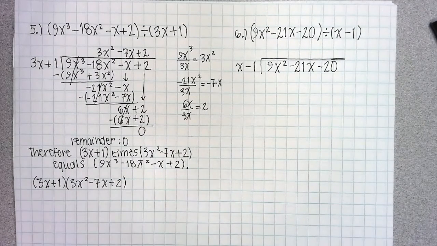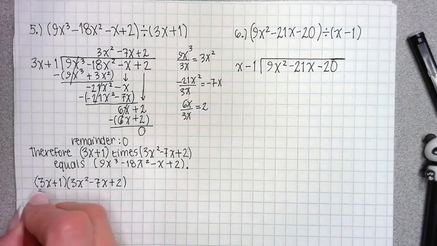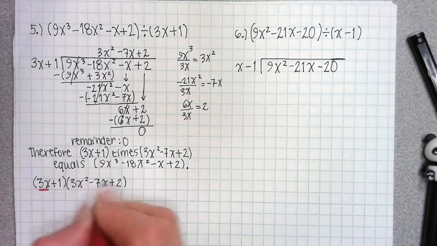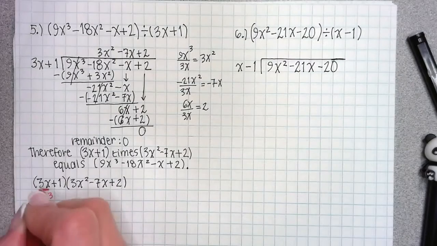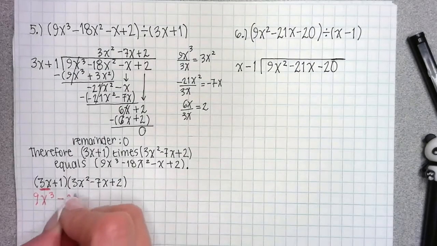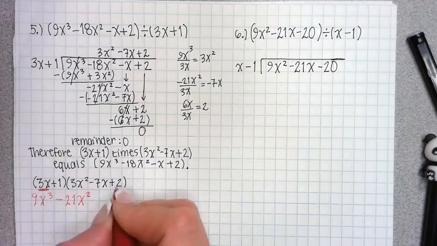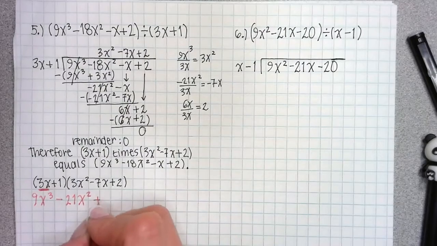So I'm going to take this, color coordinate a bit. I'm going to take this 3x and I'm going to multiply it by each of the terms in here. So 3x times 3x squared is 9x to the third. 3x times negative 7x is negative 21x squared. And then 3x times 2 is 6x.